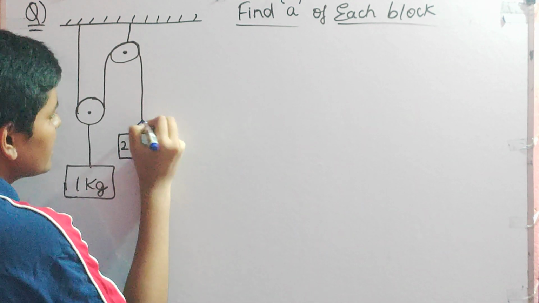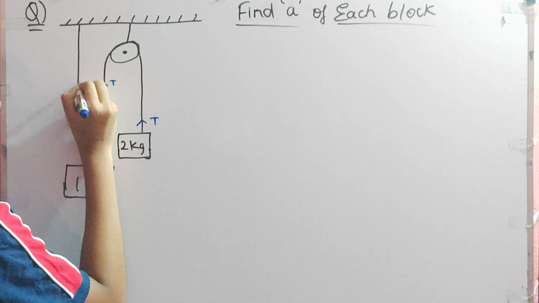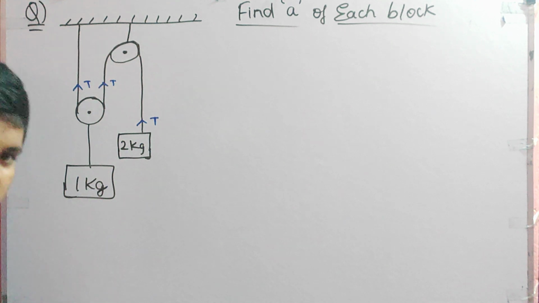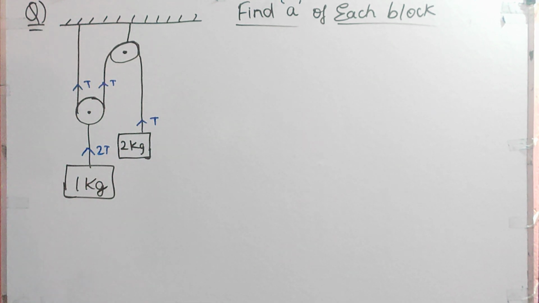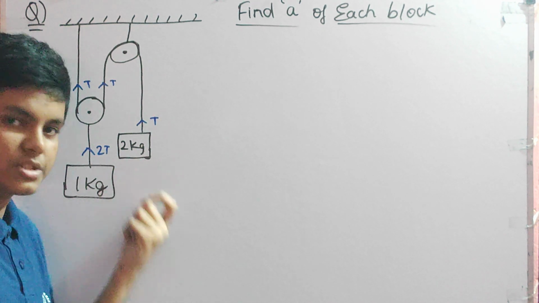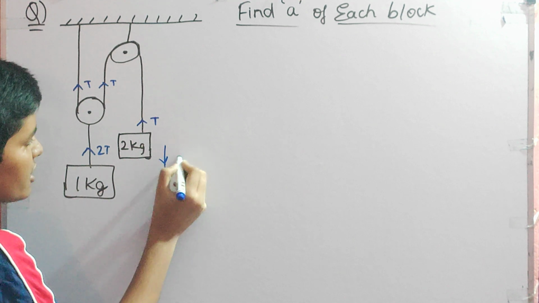So first draw the tension T. Here also tension T. The same string is going over here, tension T. Here the tension is 2T. Okay. Now this 2 kg block moves downward. Assume this moves downward with an acceleration A.